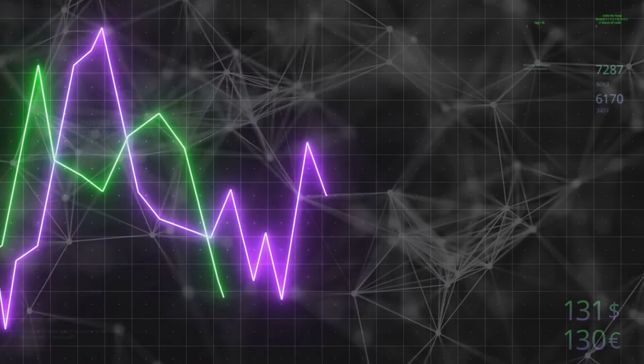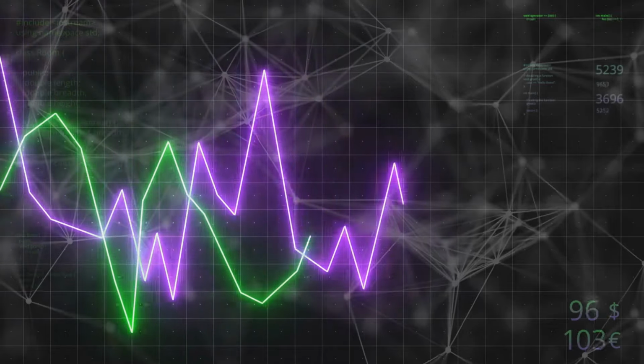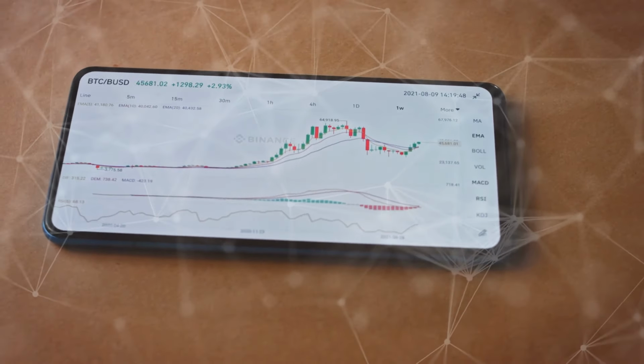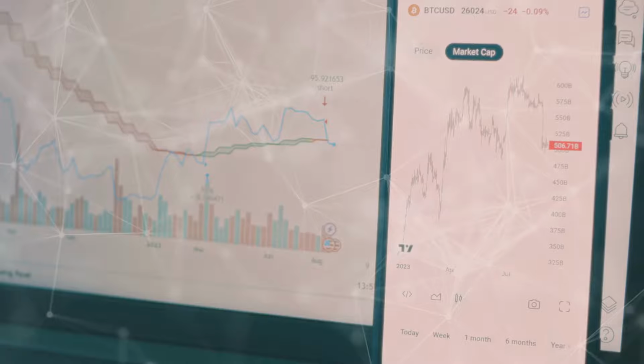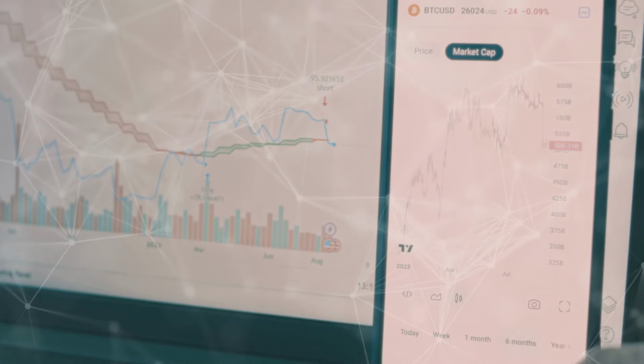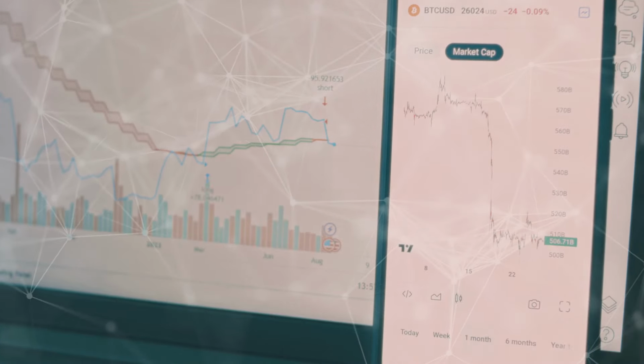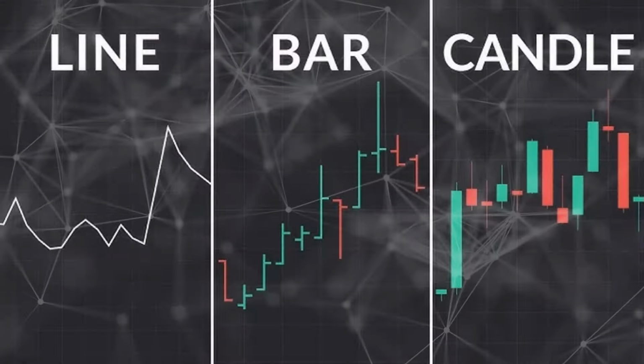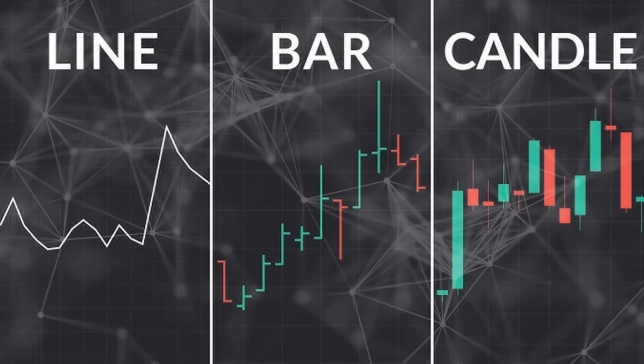Market charts are visual representations of price data over time, providing a historical record of a cryptocurrency's performance. By analyzing the patterns and trends within these charts, traders and investors can make more informed decisions. Line charts, bar charts, and candlestick charts are among the most commonly used.